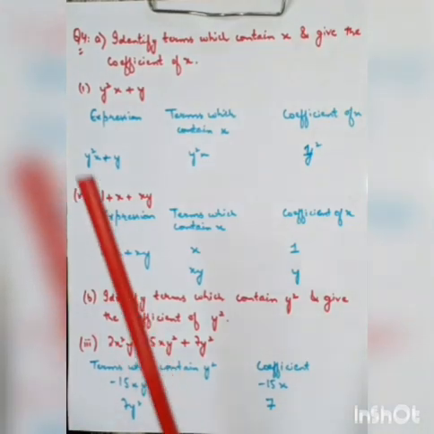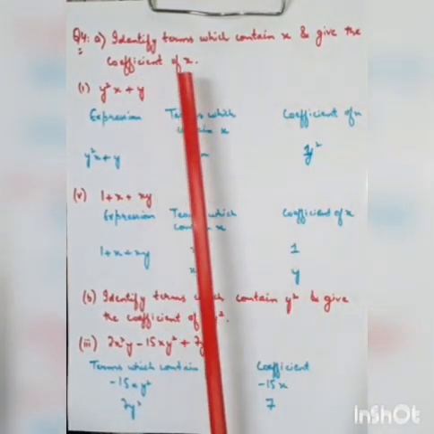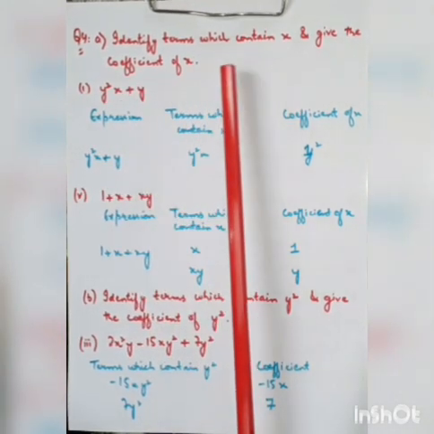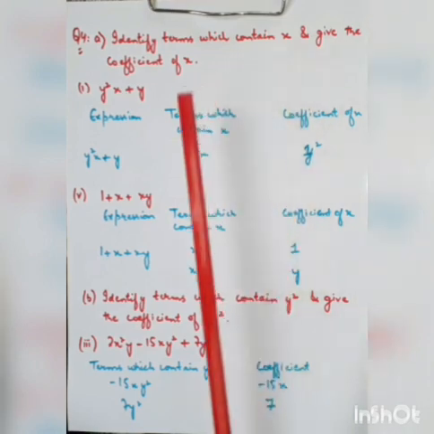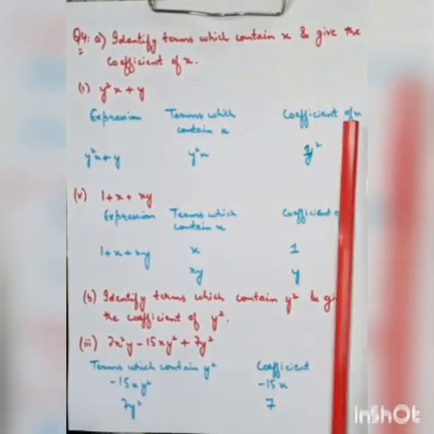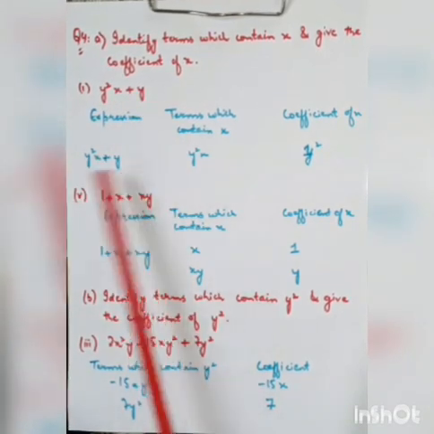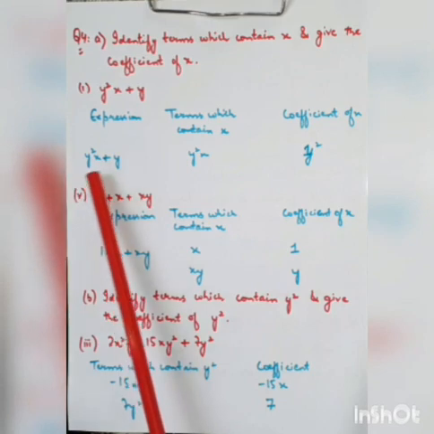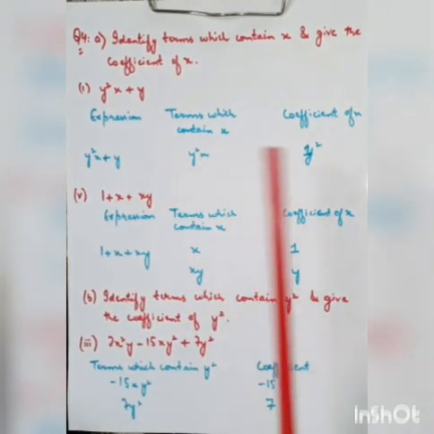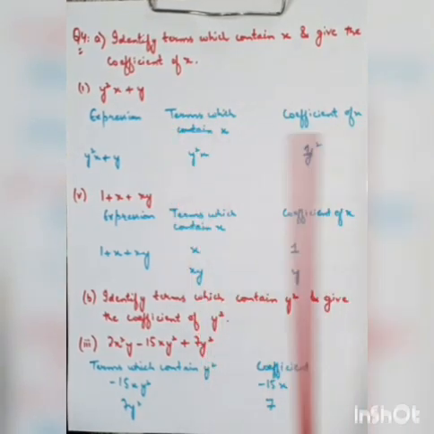Now question number 4 is: identify terms which contain x and give the coefficient of x. Now in the given expression, we have to write the term with x, and whatever goes along with x, we have to write in the form of the coefficient. So first is y square x plus y. So this is the expression, and the term which contains x, in which term is x? This y square x is a term which has x, and what is here along with this x? Y square. So this is the coefficient of x here.